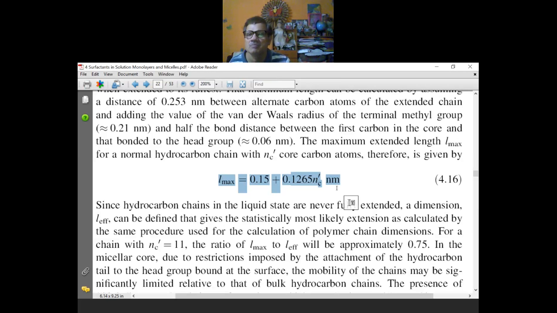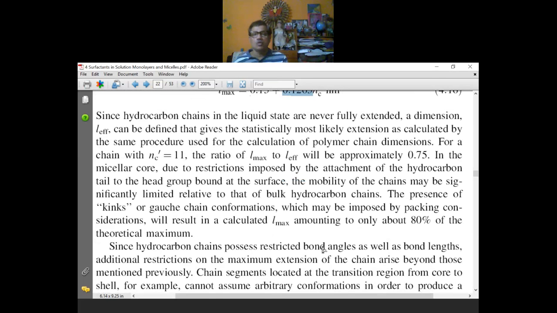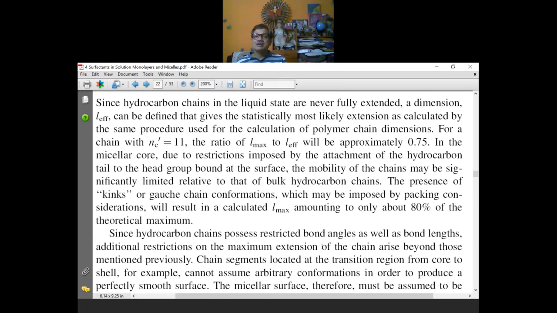0.1265 NC prime nanometer. Again, you have to remember why I am saying it so. This 0.15 is the dimension due to the terminal methyl group, and then each adjacent methylene group's length contribution will be 0.1265, exactly not 1.54 angstrom. Why is this? Because in the core of the micelle, the hydrocarbon chains are in a liquid state and they are never fully extended.